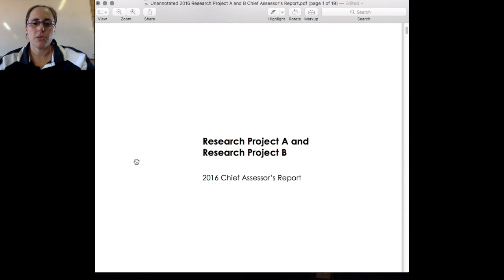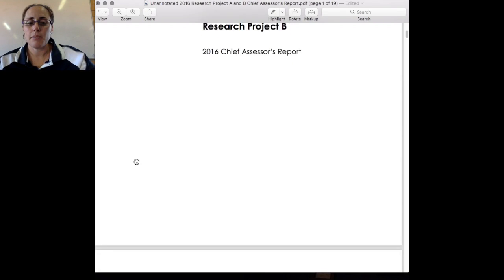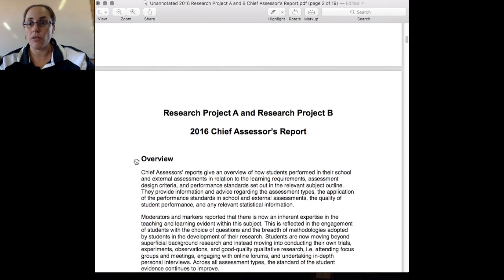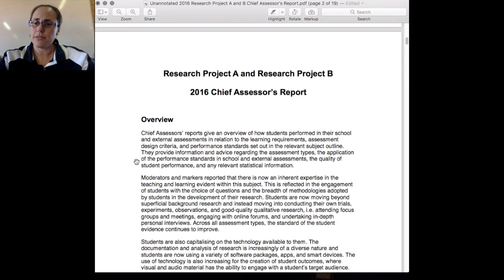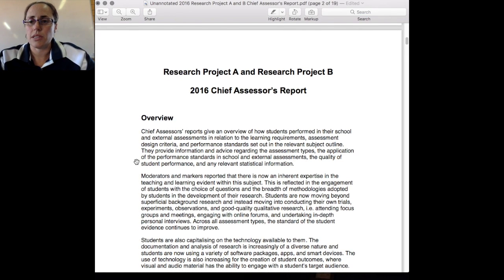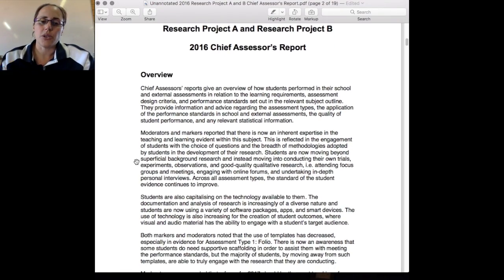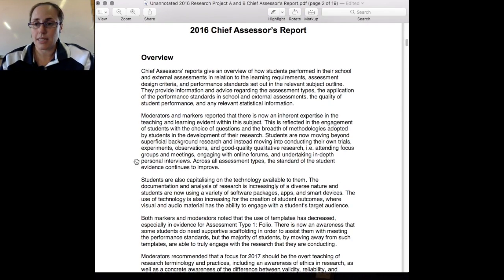The Chief Assessors report for the research project is available through the subject mini site on the SACE board. This is available at the link below, but I'm also going to send you a copy of the Chief Assessors report that you can have a look through too. It's divided up into different sections. I'm going to go through the general comments first. I'll then go through the different performance standards for the folio, then the different performance standards for the outcome, and then the one for the evaluation. So there are a few of these. It's broken up to make it easier for you to understand what's going on.